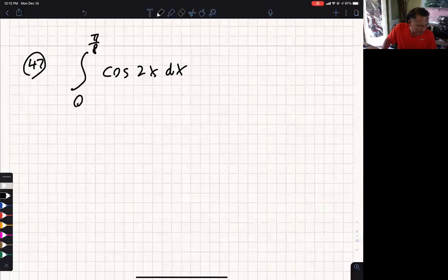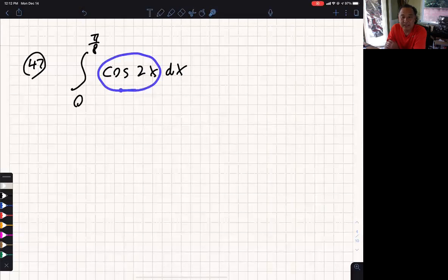This is 5.4, number 47, fundamental theorem of calculus. So first step, we have to find the antiderivative of that. So I would say it's going to be sine of 2x, but it's not going to be sine of 2x, and we'll double check why. To make sure we got the right antiderivative, we have to take the derivative of that.